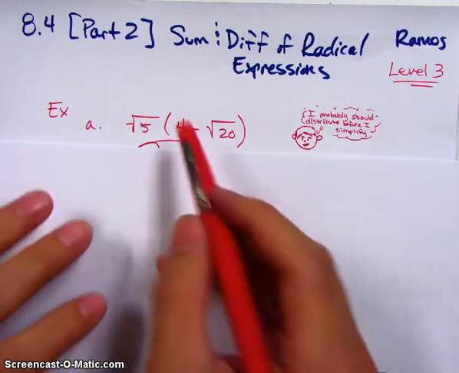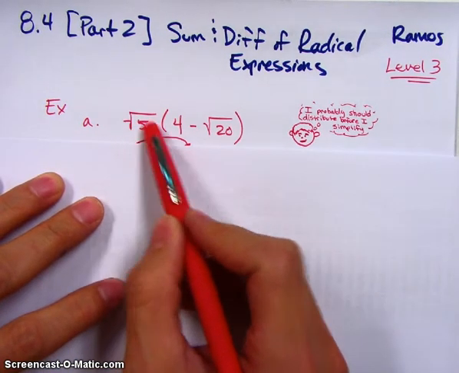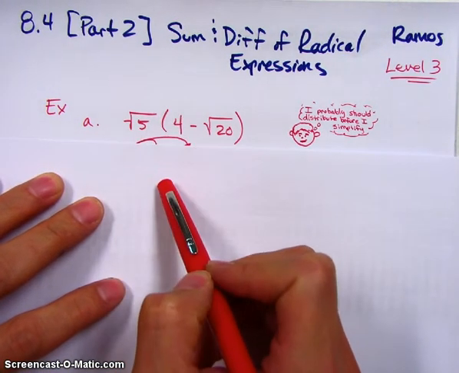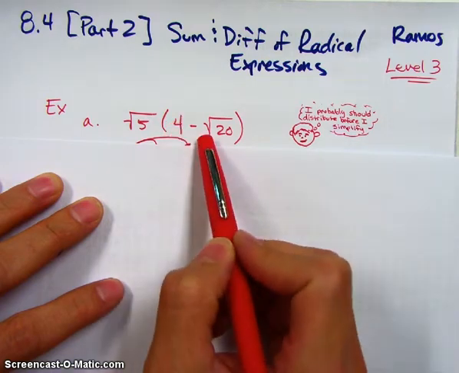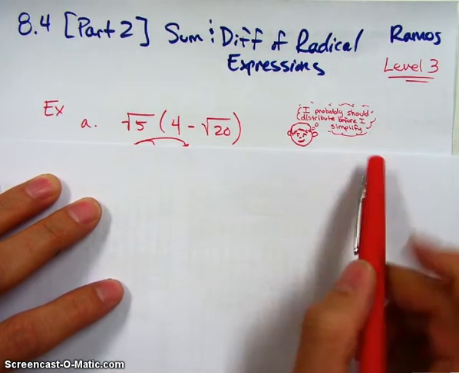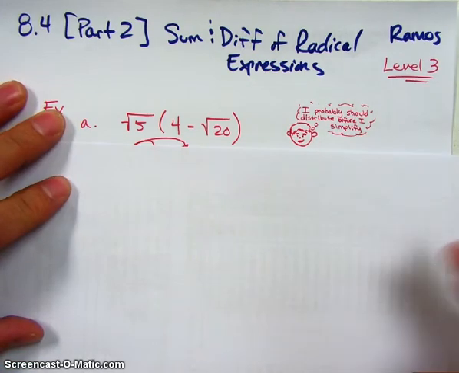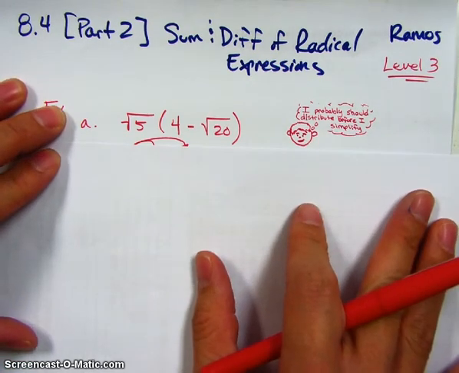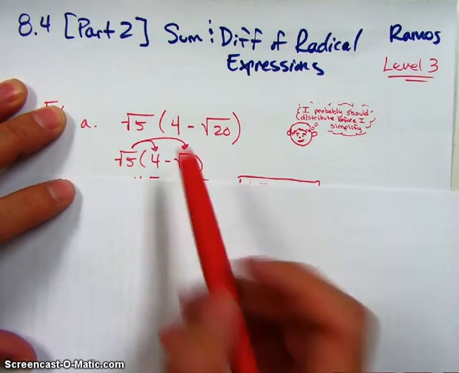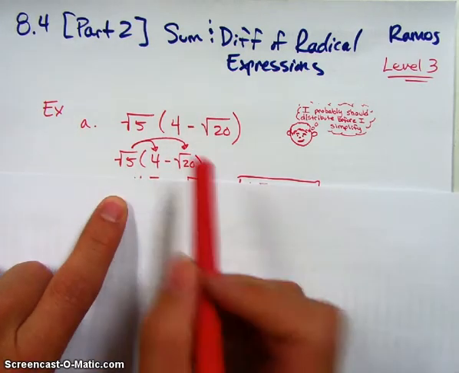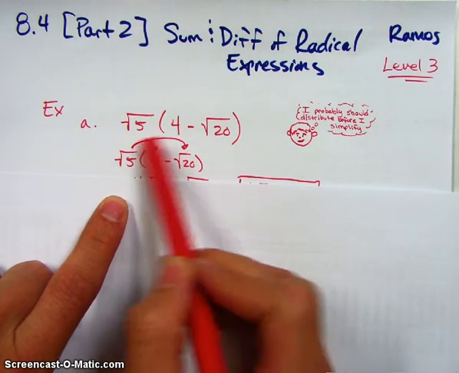I have an example like this, where I've got the square root of 5 times 4 minus rad 20. So if you can't read what this guy's saying, it says, I probably should distribute before I simplify, and I'd say you're correct, person here. Little drawing. Alright, so let's do this quickly. So if I multiply, look what I do here. I go rad 5 times 4, rad 5 times negative 20.